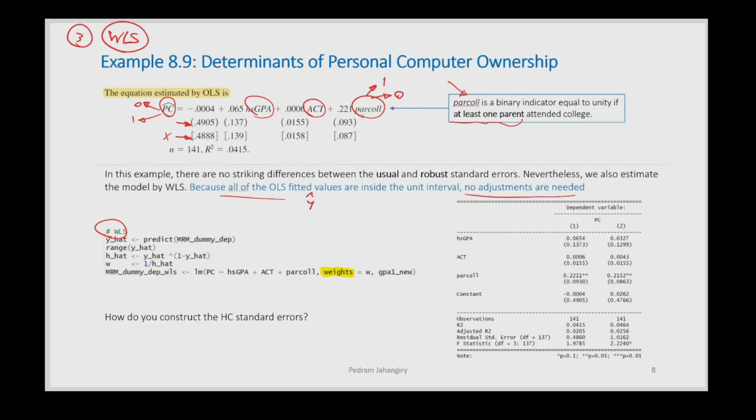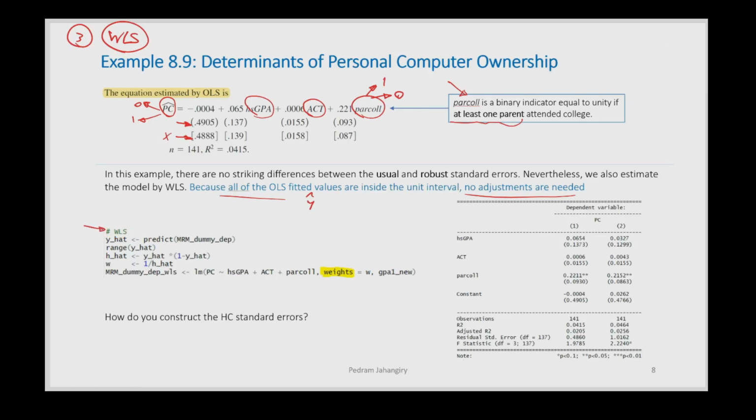I'll give an example in the class that the y hats are not between 0 and 1, so then you have to fix them. Basically, again, you can either drop them or replace the negative ones with 0, and those greater than 1 with 1. Okay, so what are the steps in R?